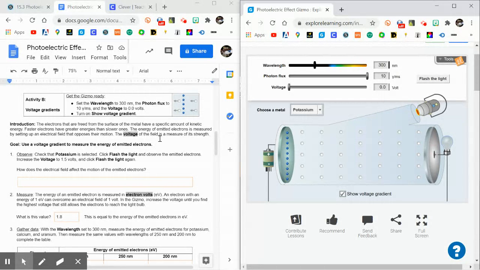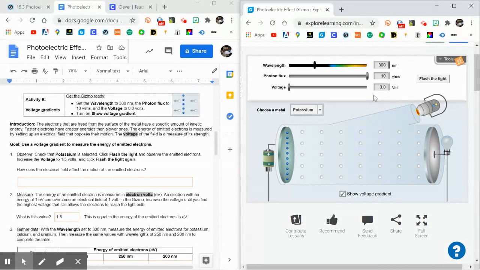And so this is what we're trying to do, okay? The electrons are trying to overcome that voltage. Use the voltage gradient to measure the energy of emitted electrons. So I have potassium. Click on flash and observe the emitted electrons. Increase the voltage to 1.5 and click flash. Click the flashlight again. So I'm gonna do it at 0. So there it is.